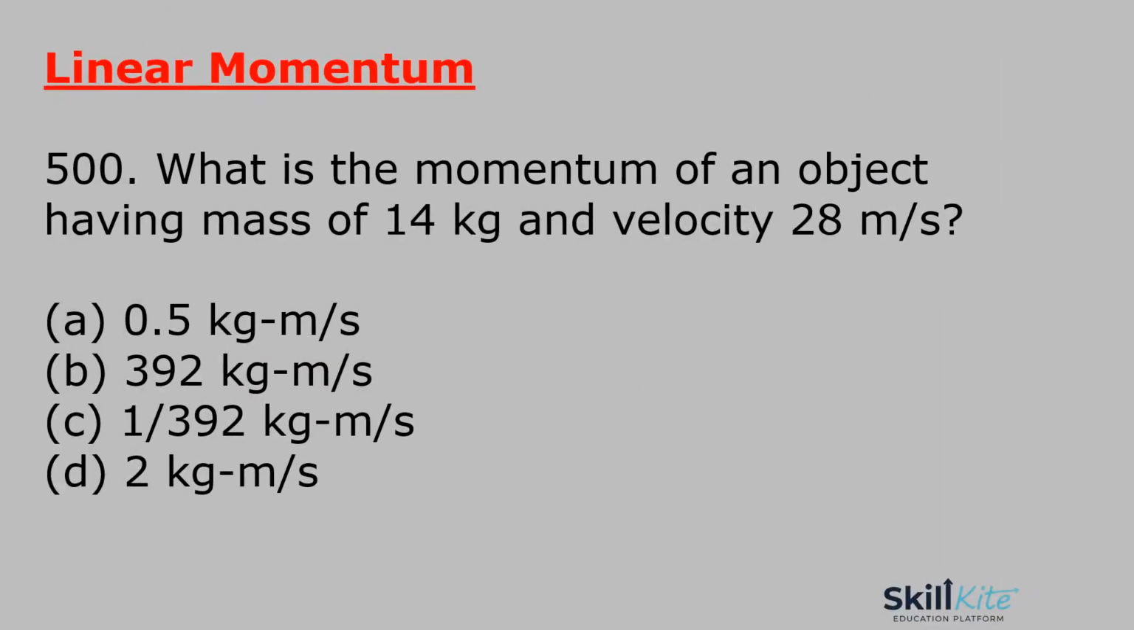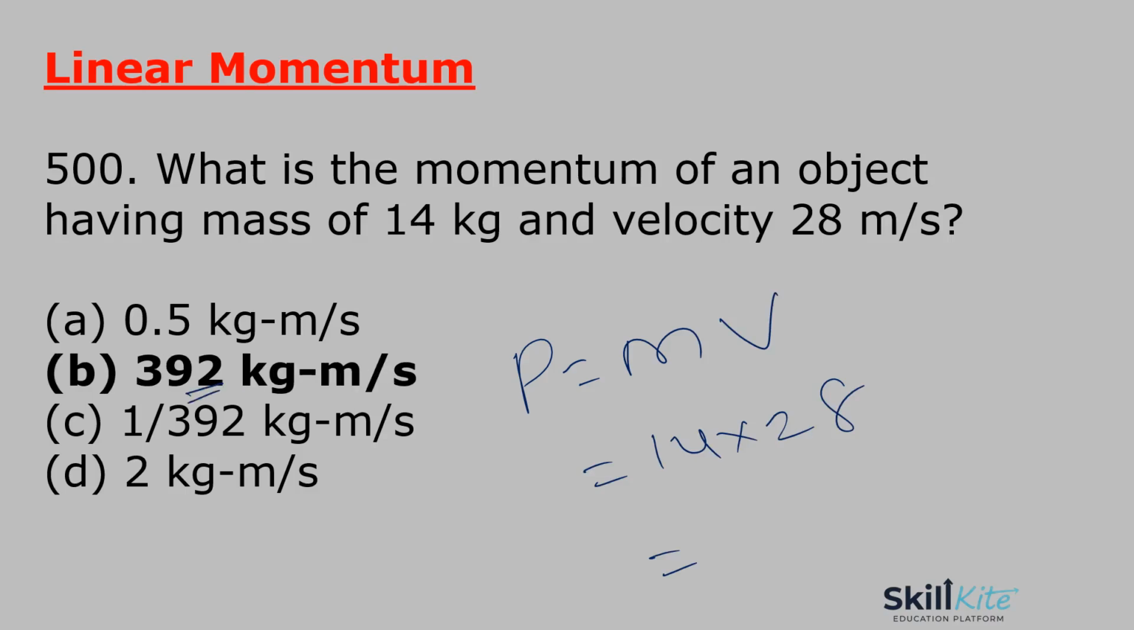What is the momentum of an object having mass 14 kg, velocity 28 meter per second? Momentum P equals to mass into velocity కదా. 14 into 28. So that is 392 kg meter per second. So 4 8 is 32 కదా. Last is technique use చేసి solve చేయొచ్చు.